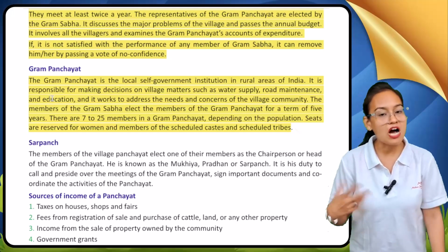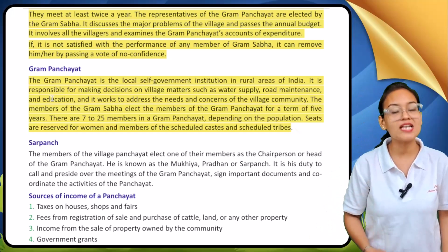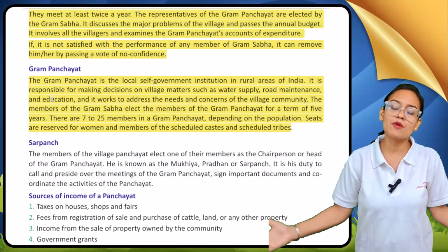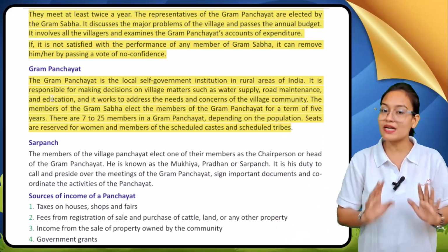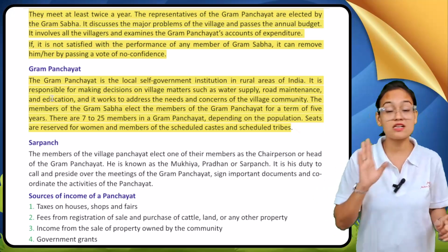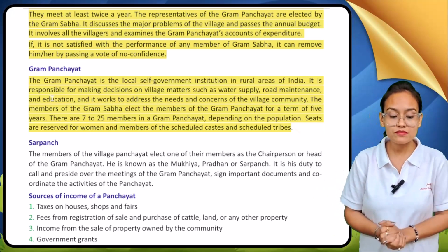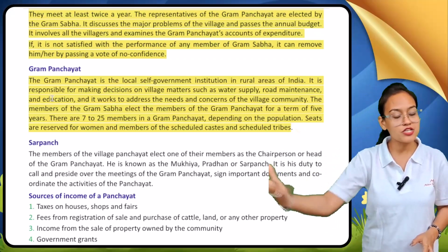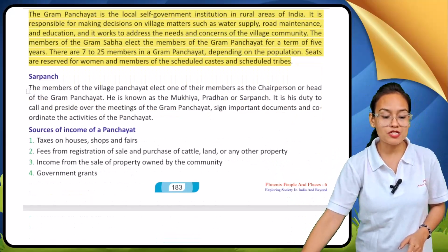There are 7 to 25 members in the Gram Panchayat. How many members are present? Minimum 7, maximum 25, depending upon the population of the village. It is a very important point. Seats are reserved for women, scheduled castes, and scheduled tribes.